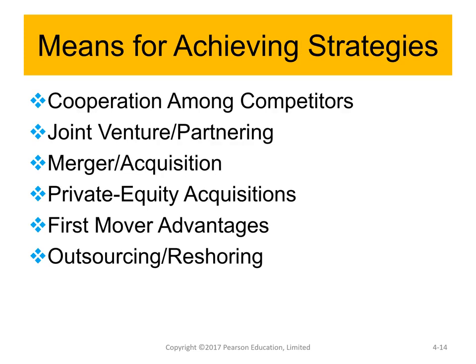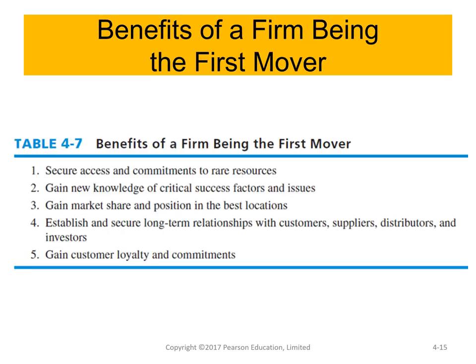Now, how do organizations achieve strategies? We've briefly seen some of these strategies. These strategies can be achieved through cooperation among competitors, going into joint ventures or partnering, maybe through mergers and acquisitions, private equity acquisition, first mover advantage, outsourcing, or reshoring.